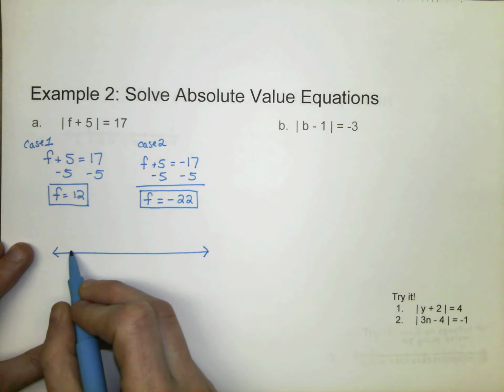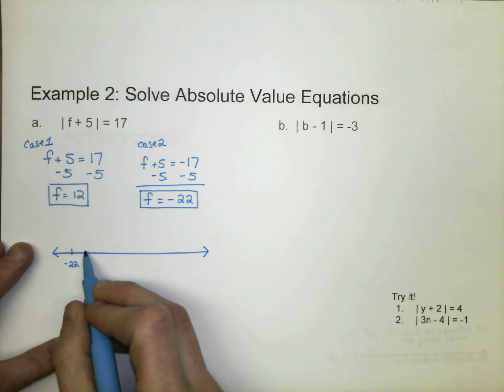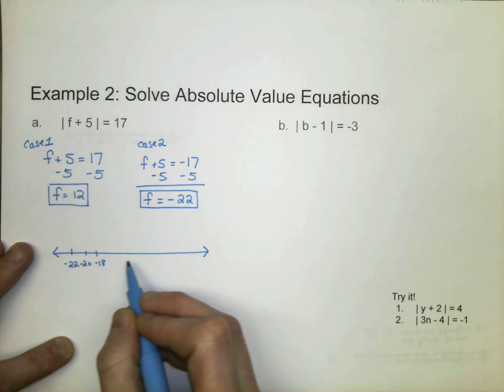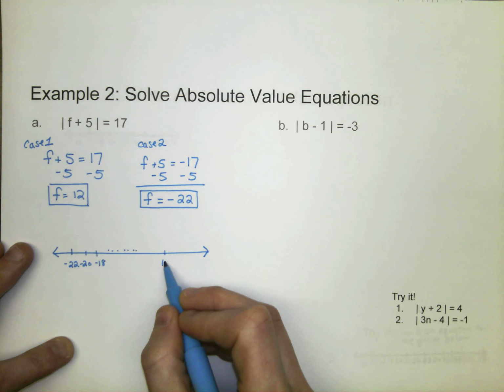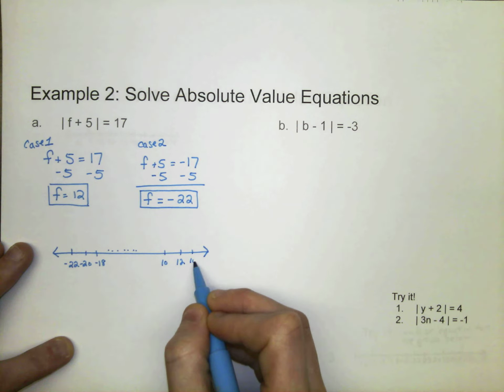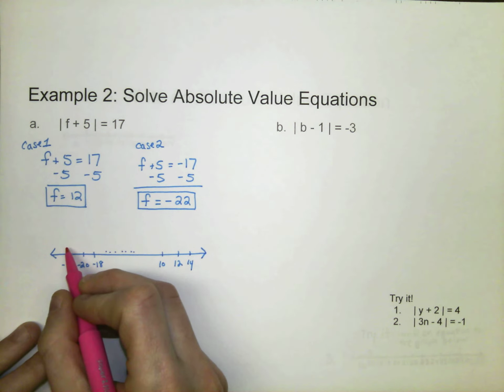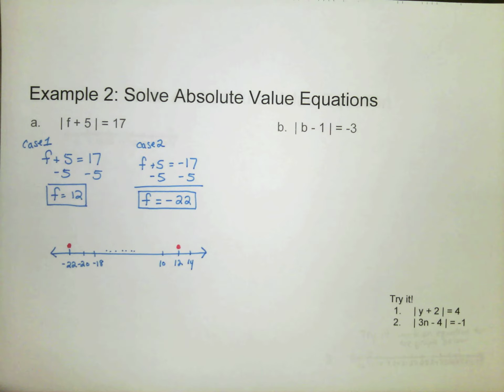I'm going to count by 2's to negative 22, negative 20, negative 18, and that actually is going to take too long, so I'm just going to put dots here. Then we'd have 10, 12, 14. So in our number line, we would have a dot at negative 22 and a dot at 12, because it could be either of those two. What I really should have done is counted by 5s or 10s there. We'll try that with the next one.